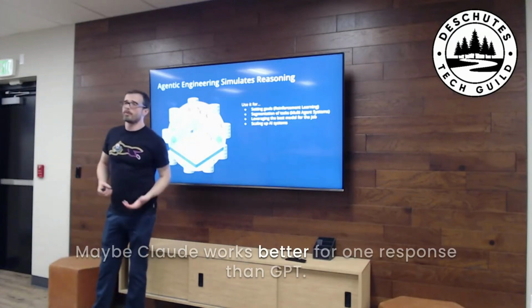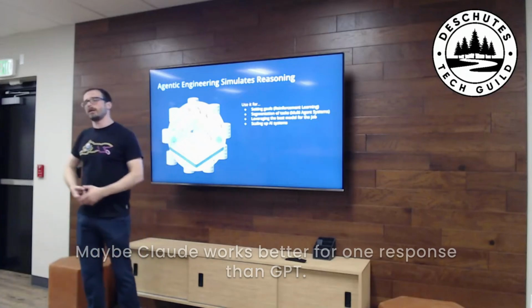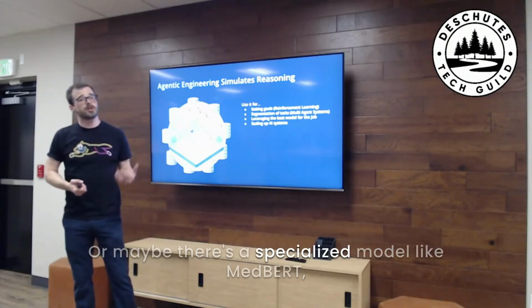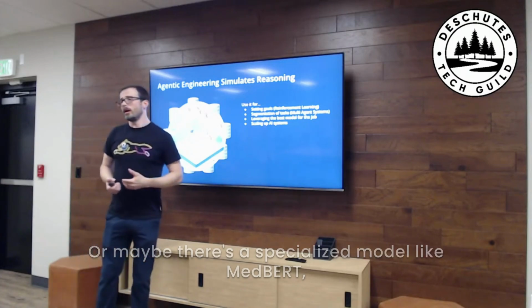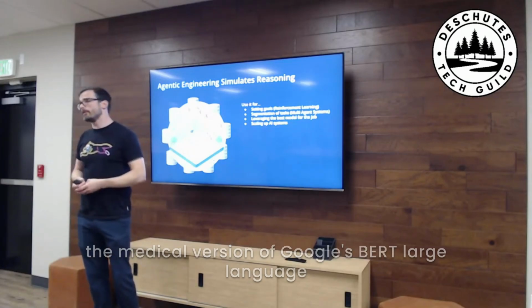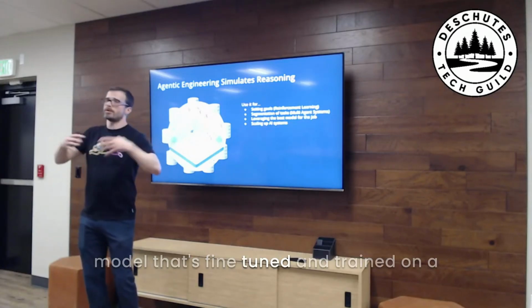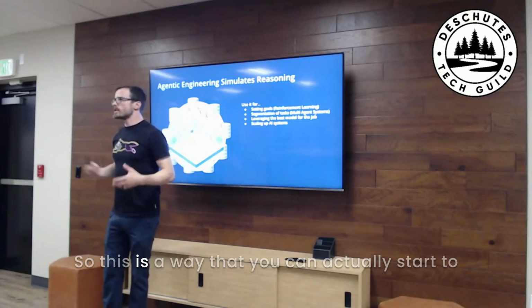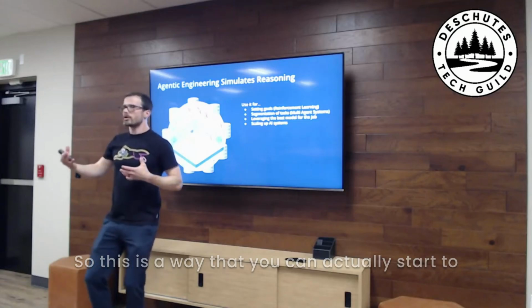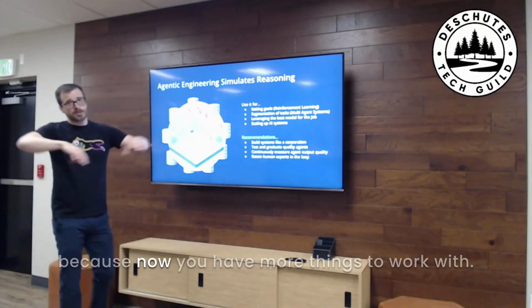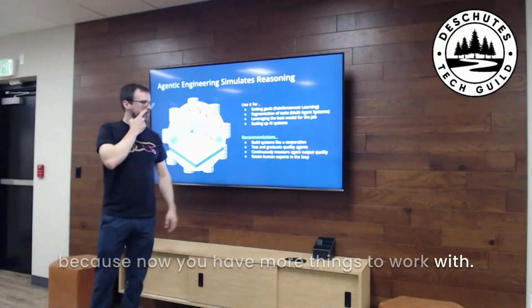Maybe Claude works better for one response than GPT-4o is working for that response. Or maybe there's a specialized model like MedBERT, the medical version of Google's BERT large language model that's fine-tuned and trained on a bunch of medically specific information. So this is a way that you can actually start to mix and match a little bit and scale up those systems because now you have more things to work with.